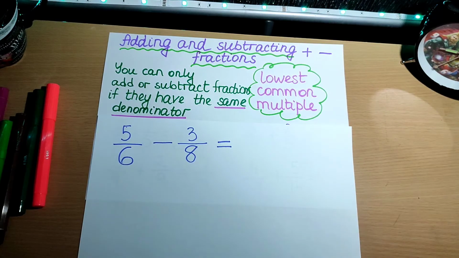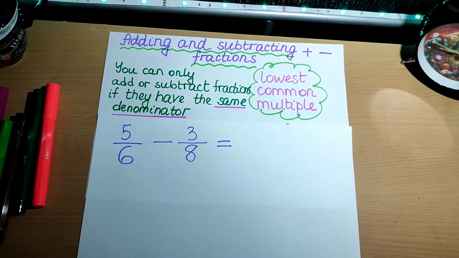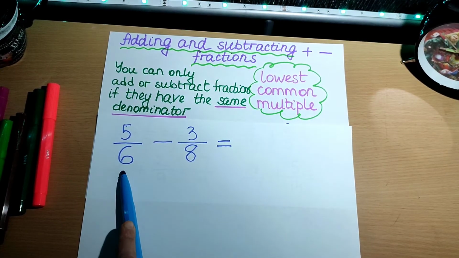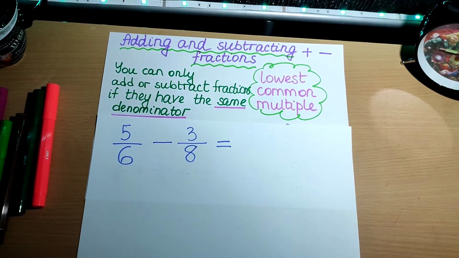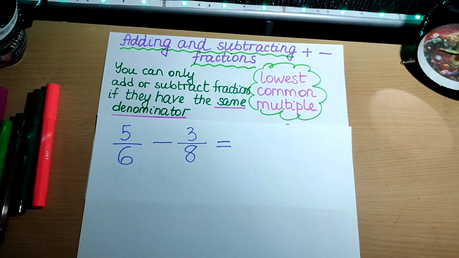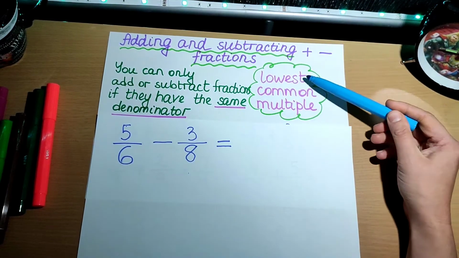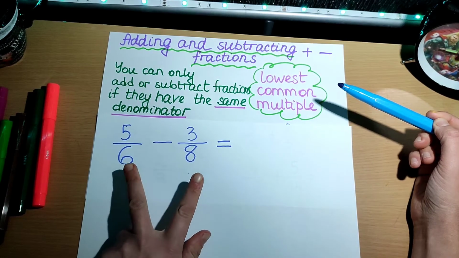Let's have a subtraction now, applying the same principle. Can we subtract these fractions straight away? No, we can't, because the denominators are different. So we can only subtract these fractions when the denominators are the same. So let's make the denominators the same. What's the lowest common multiple between these two numbers, 6 and 8?